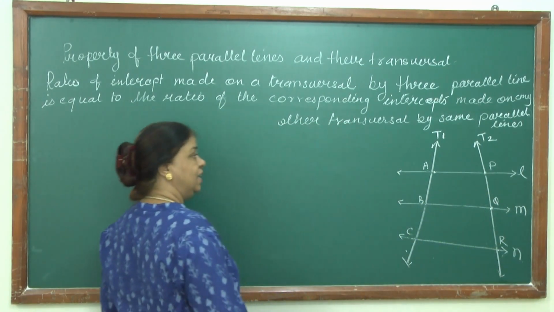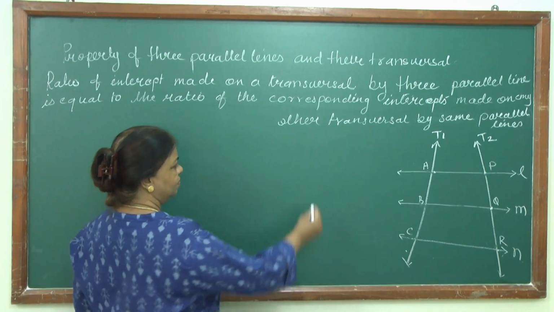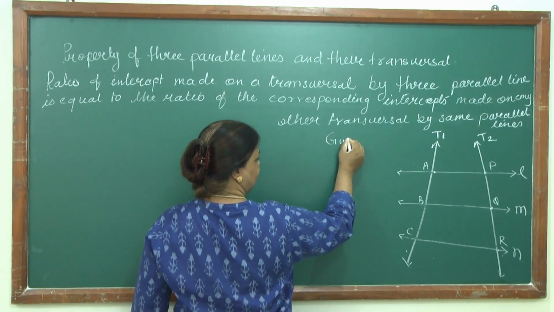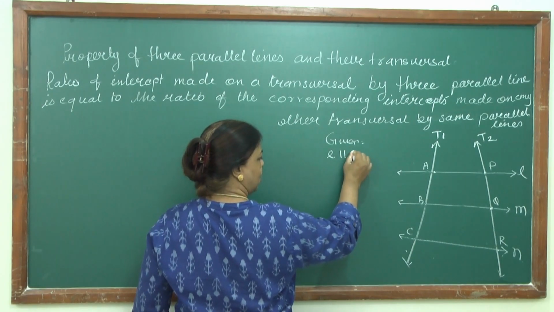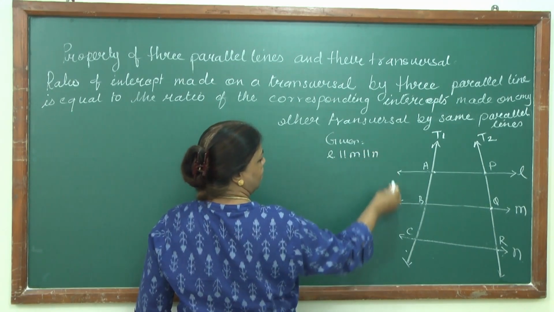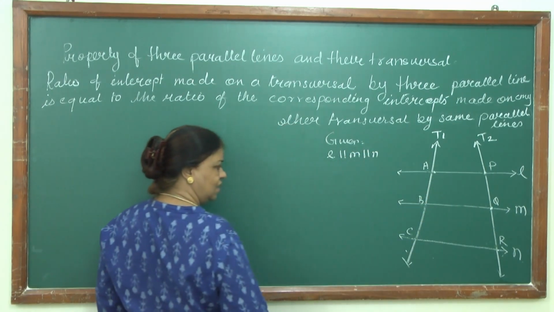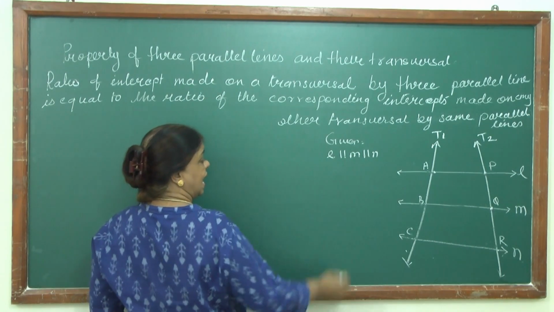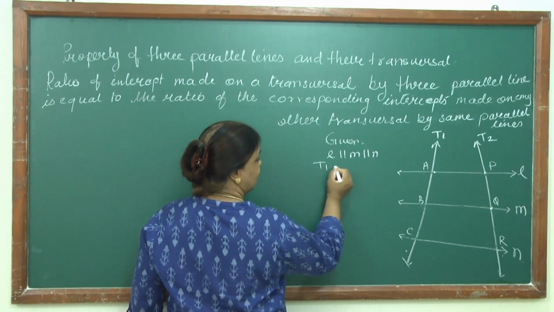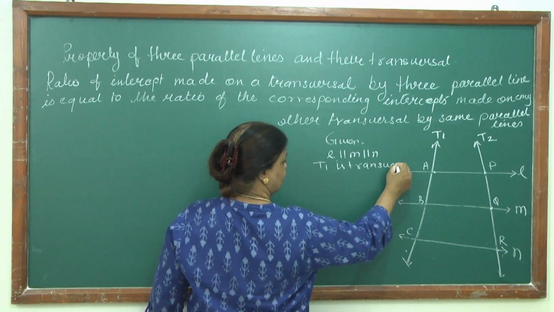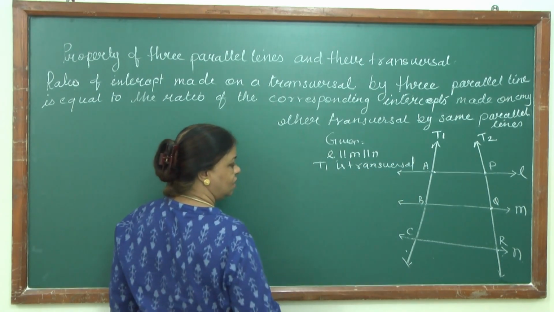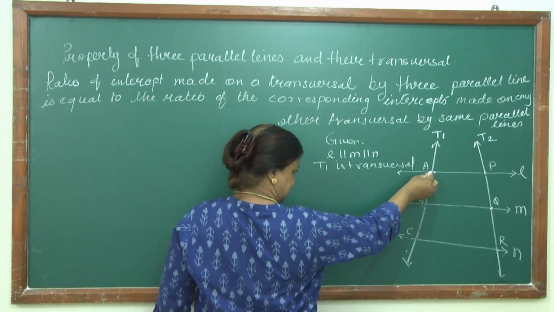Fine. Let's begin with what is given. First I'll write here, given. Given is what? Line L is parallel to M is parallel to N, meaning all the lines are parallel to one another. And T1 is a transversal intersecting the line L.